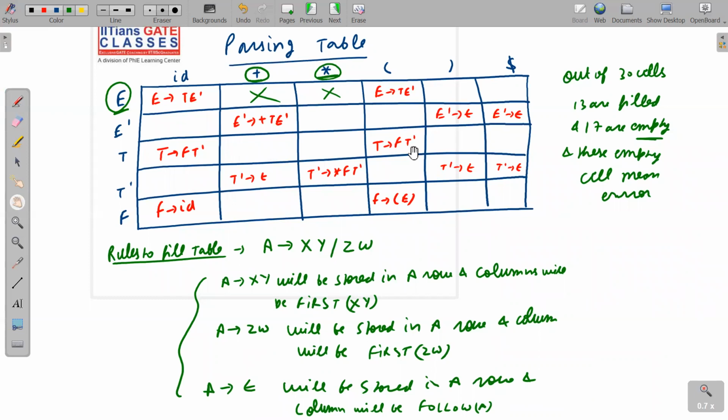Okay. And yeah, so I think it is more than sufficient for today's class. In the next class, I will show you the parsing algorithm. Okay, so table part is over. Or let me do just one more question so that your table filling is perfectly done. Okay. Yeah. Let me just solve one more question.